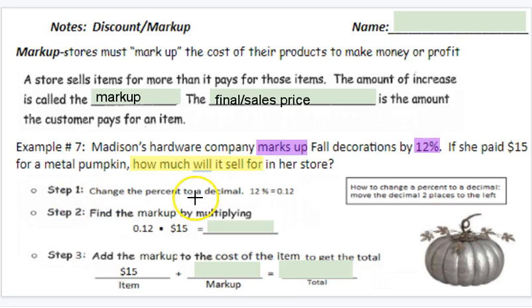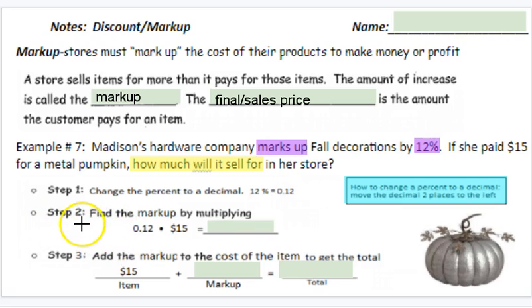So step 1, change the percent to a decimal. Now, if you don't remember how to do that, here's a little blurb for you. To change a percent to a decimal, you move the decimal 2 places to the left. So that 12% turns into 0.12. We moved it twice to the left, we get 0.12.